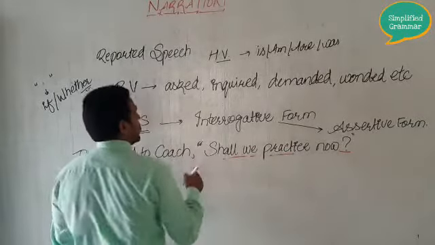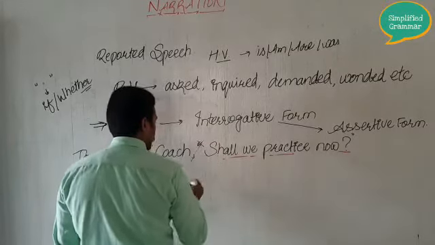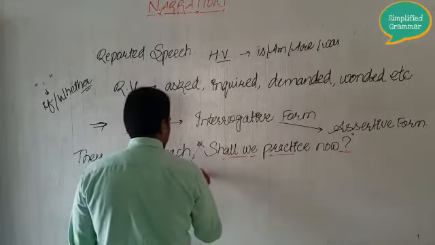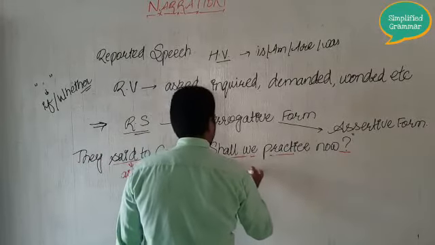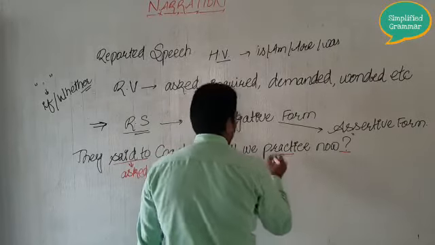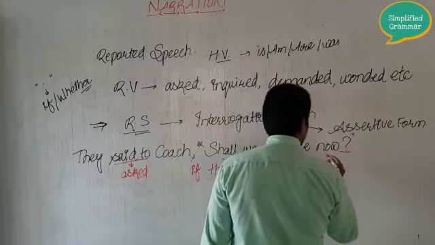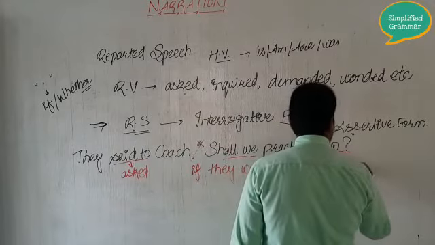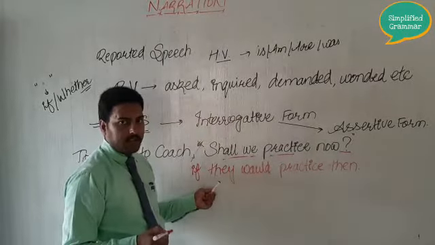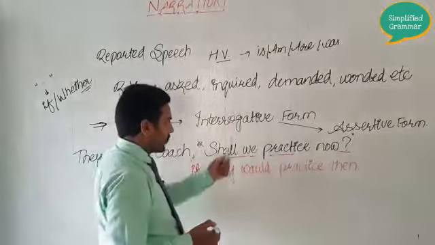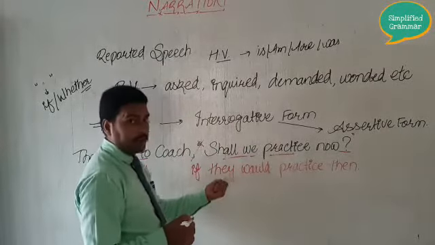In order to remove the double inverted commas, what do you use? You use if or whether. So you use if they would practice. This "now" will change into "then". So dear students, you can see here your reported speech is in the assertive form. What I taught you, we need to change this interrogative form into assertive form. So similarly we did here.